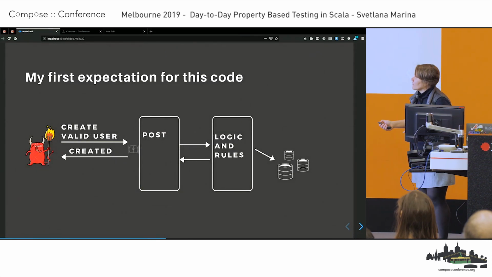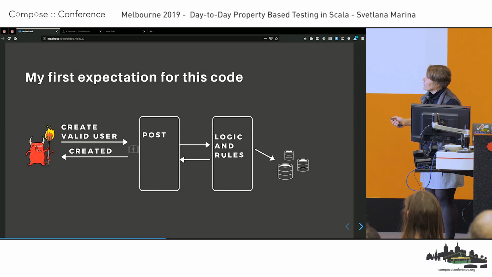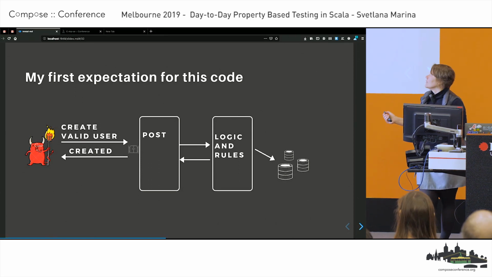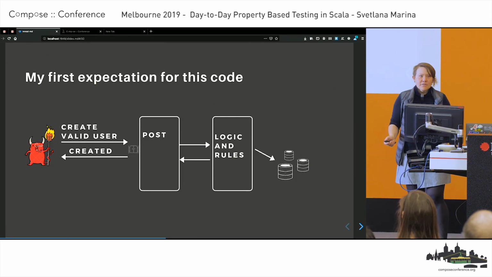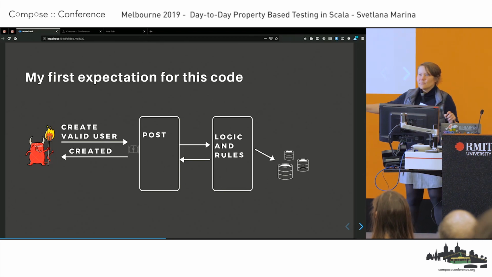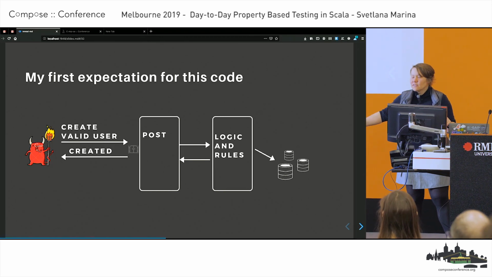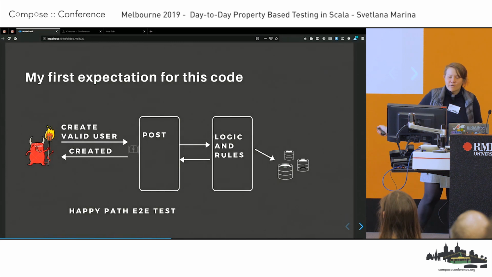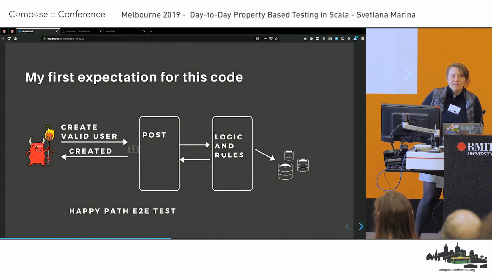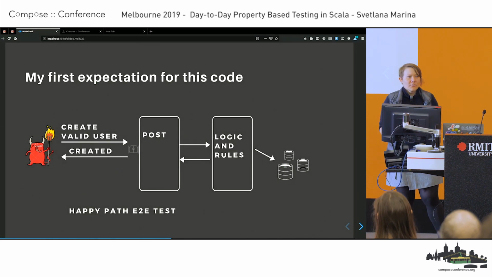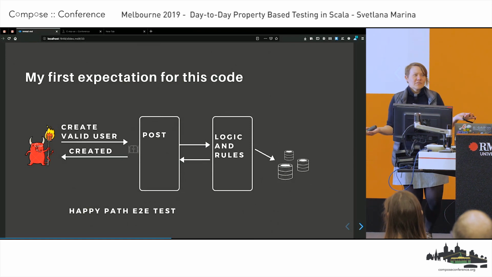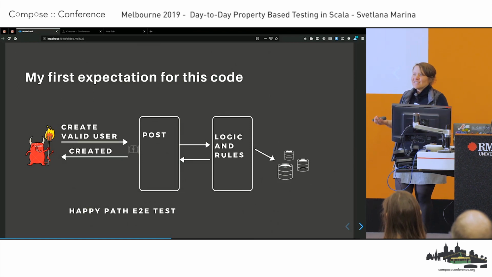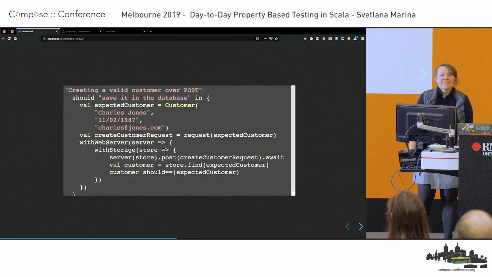So I have a client which creates a valid user request. I route it back to the logic, and I save it to database, and I get back a response, right? So I know this test case touches pretty much every layer of my application. That's why I call it happy path end-to-end test. But this is the first thing I think about when I build an application, and most people do. They just set up an expectation, okay, what am I building? So how would you test that?